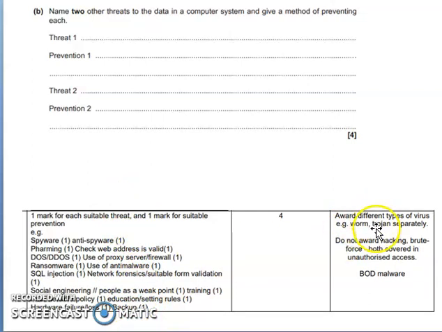Apart from that, it is also mentioned that if different prevention methods are discussed for different types of viruses like Trojan and worm, then each one will be credited separately. You cannot write hacking or brute force methods, because both are covered under unauthorized access, and also these are very general terms. You have to talk about the specific problems.